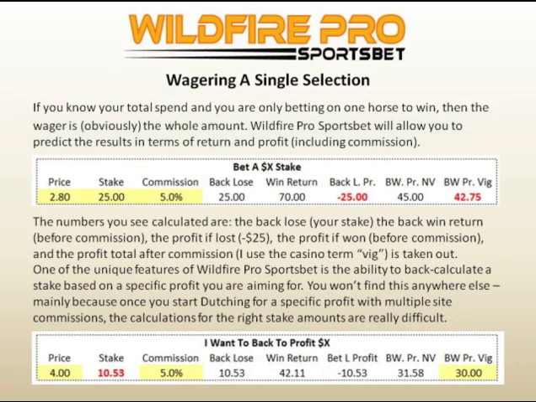If you know your total spend and you're only betting on one horse to win, then the wager is obviously the whole amount. Wildfire Pro Sportsbet will allow you to predict the results in terms of return and profit, including commission. The numbers you see calculated are the back lose, which is your stake, the back win, return before commission, the profit if lost, the profit if won before commission, and the profit total after commission is taken out.